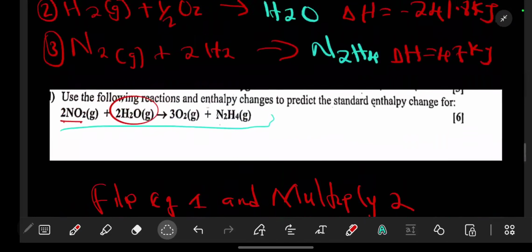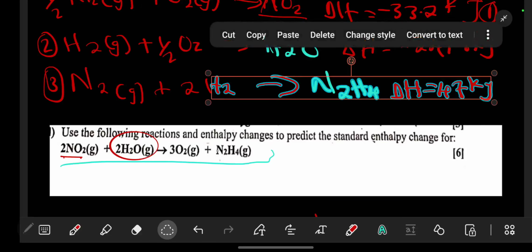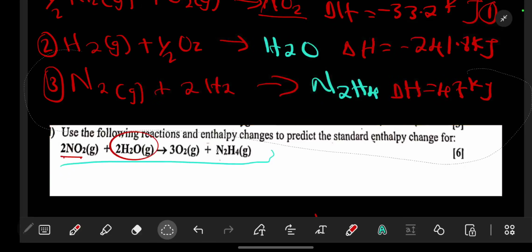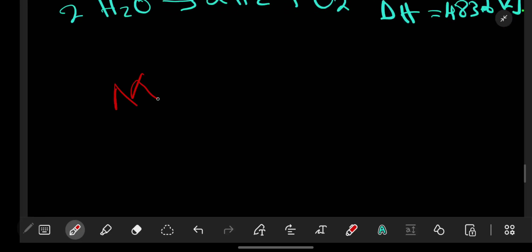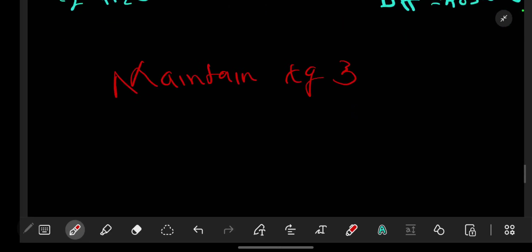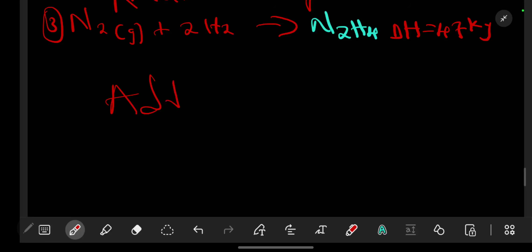Where is it? It's here. So this equation. You can just add the comments to say maintaining equation 2, or maintain equation 3. Maintain equation 3. We are going to have something like this. Then finally, add the 3 equations. Adding equations.